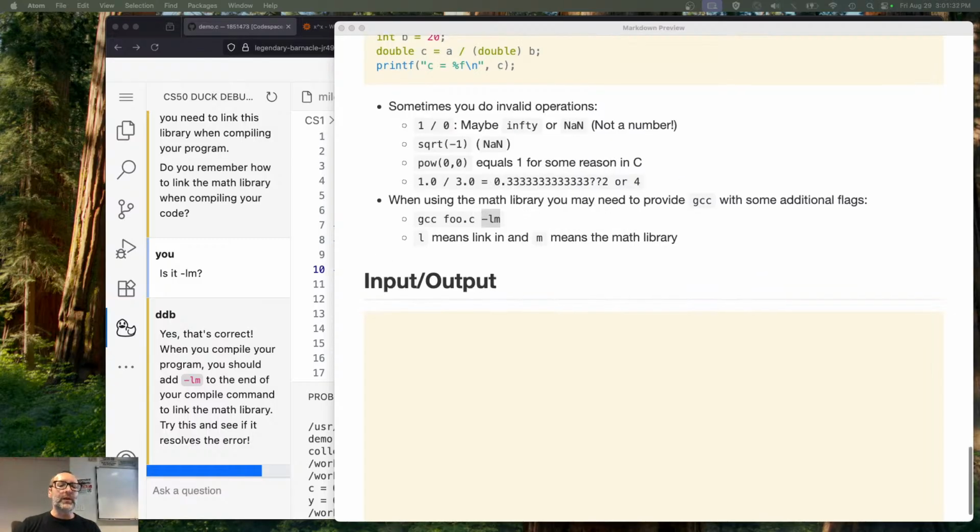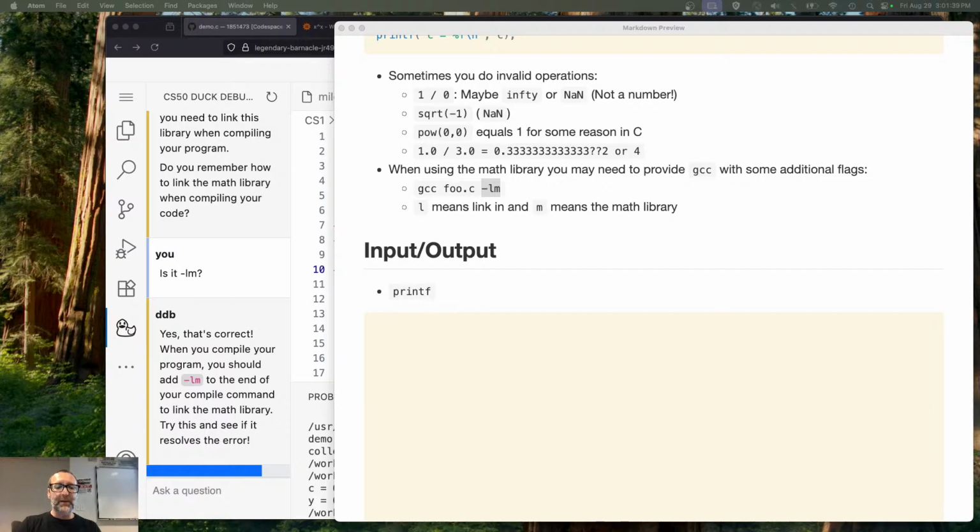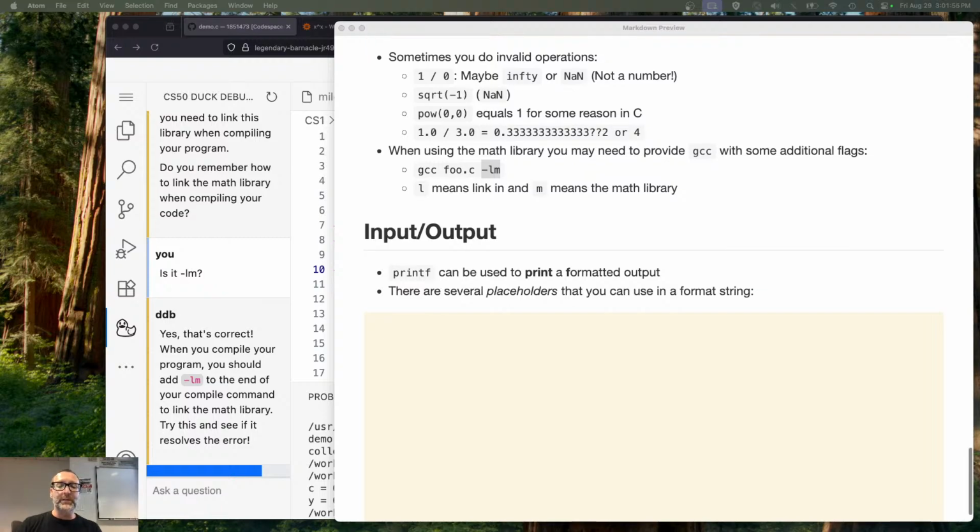Now we need to do input and output. First of all, we've already got some familiarity with output, right? You use printf. Printf can be used to print a formatted output, right? That's what the F stands for. It's formatting. The formatting that we use are what are called placeholders, right? You provide a string, you can put whatever you want in that string, but if you want to print the value of a variable into that string, you use a formatting string.